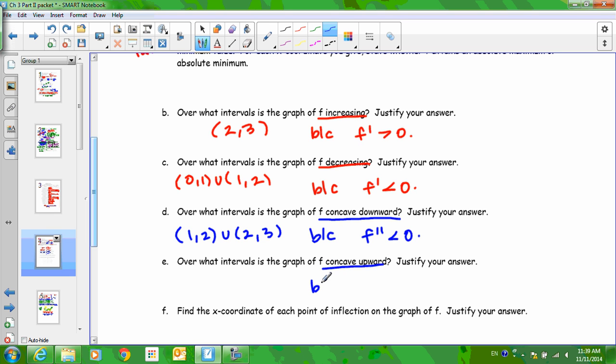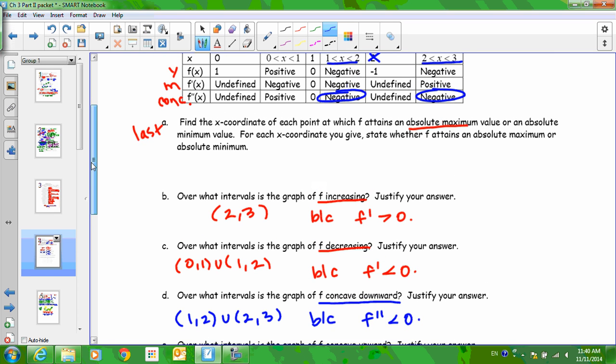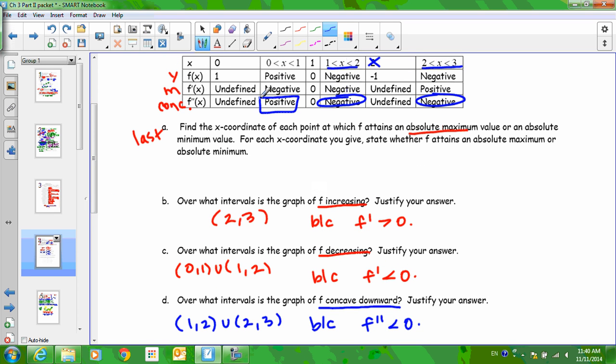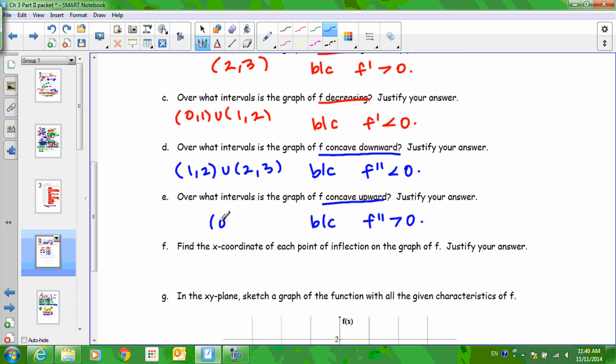Concave up. If you think you can do this on your own, pause the video, try it. F double prime greater than 0. And that would be, I'll box this one, that would be just 0 to 1. Okay, so that's similar things to what we've already done. You're just reading a table instead.